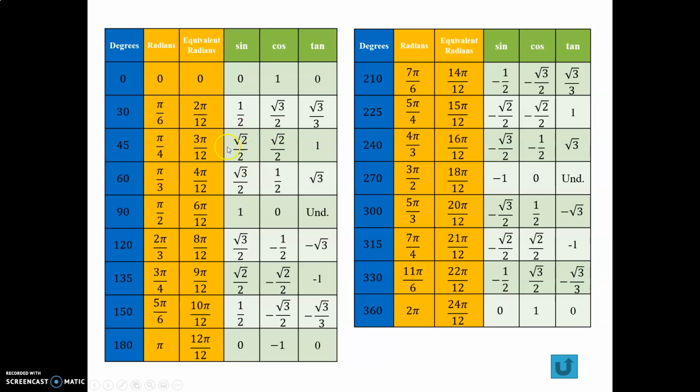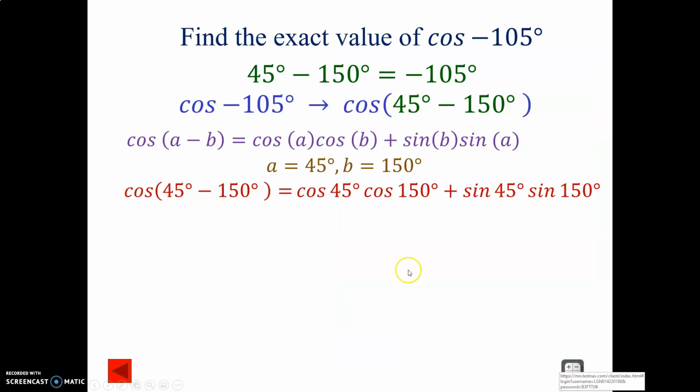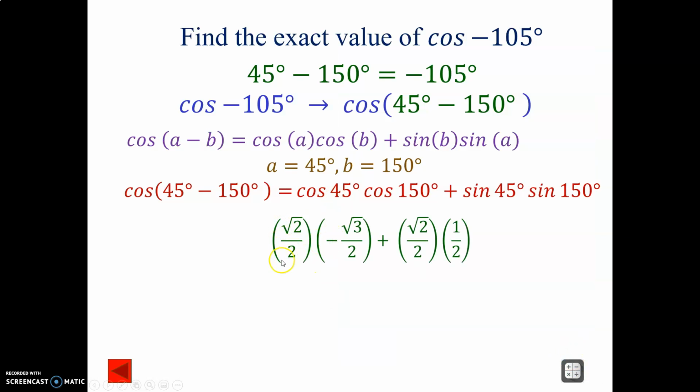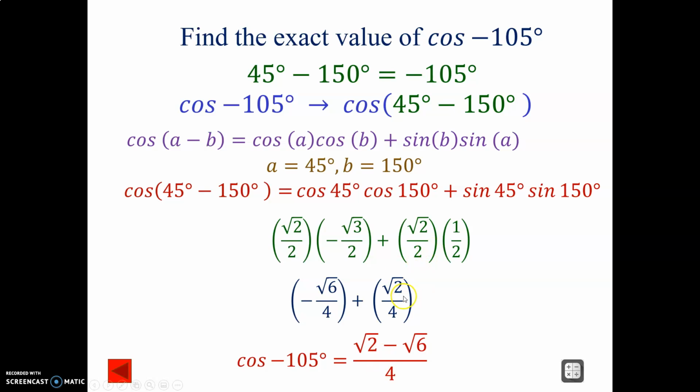Well, again, 45, we should see consistently radical 2 over 2. What did we say? 150. There's our 150. 1/2, negative radical 3 over 2. All right, so 45, there's our radical 2 over 2. 150, negative radical 3 over 2. 45, radical 2 over 2. And 150, 1/2. So we simplify that. There's our negative radical 6 over 4 and a positive radical 2 over 4. There's our answer. Negative radical 6 plus radical 2, or radical 2 minus radical 6, as long as the radical 6 is negative. Next problem.